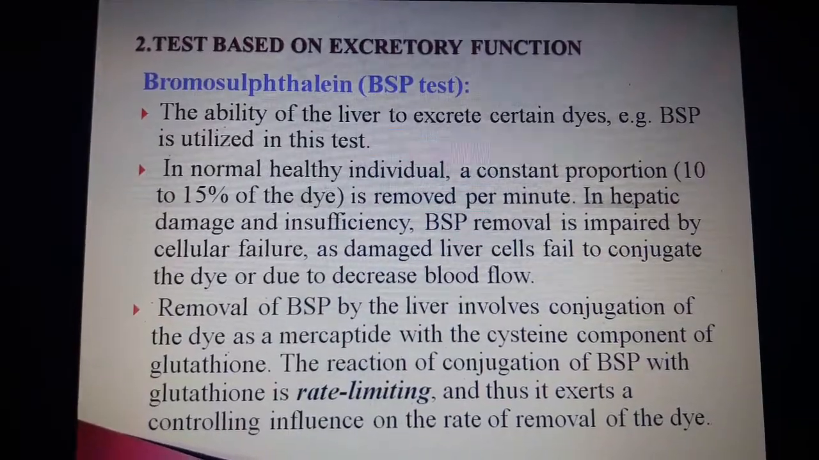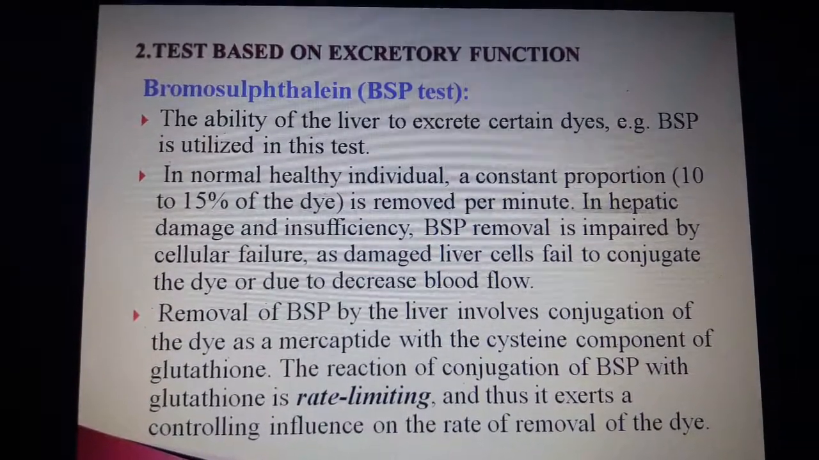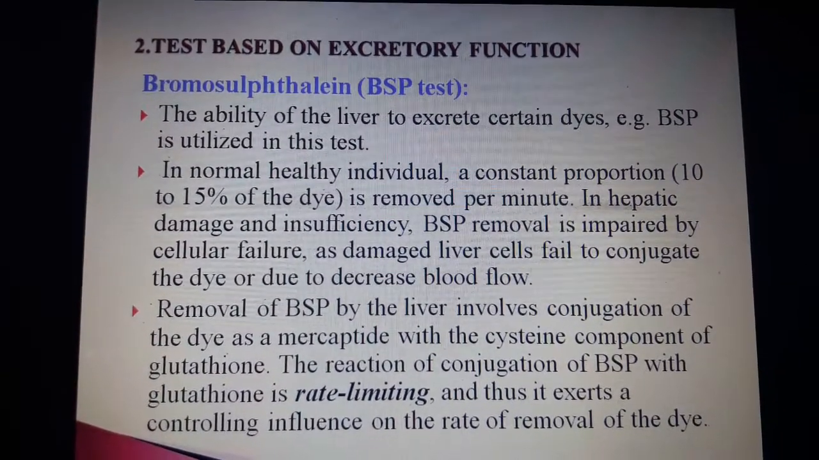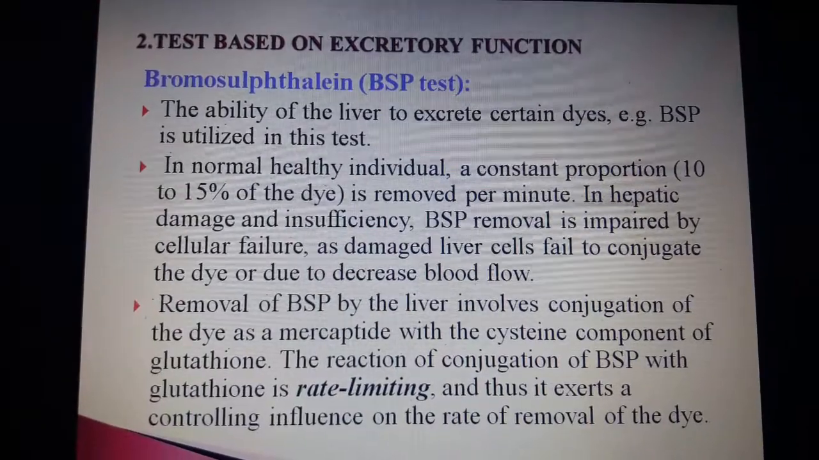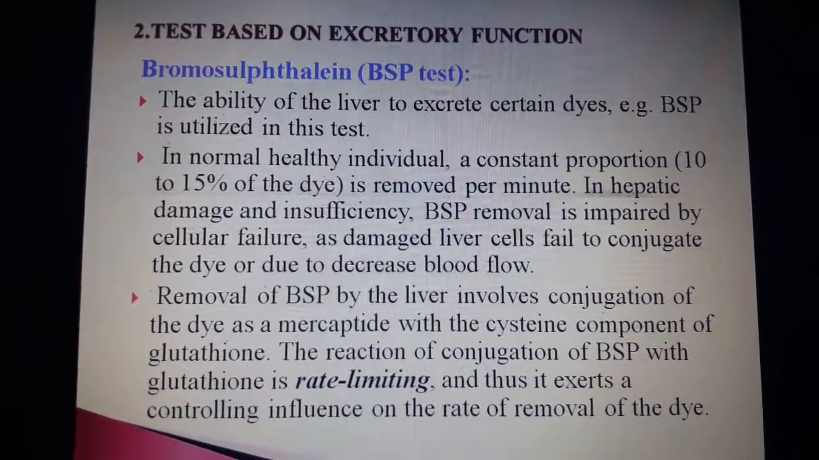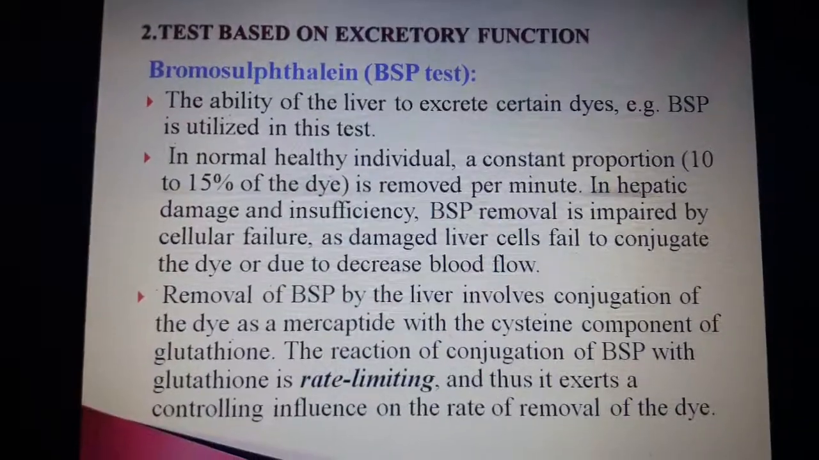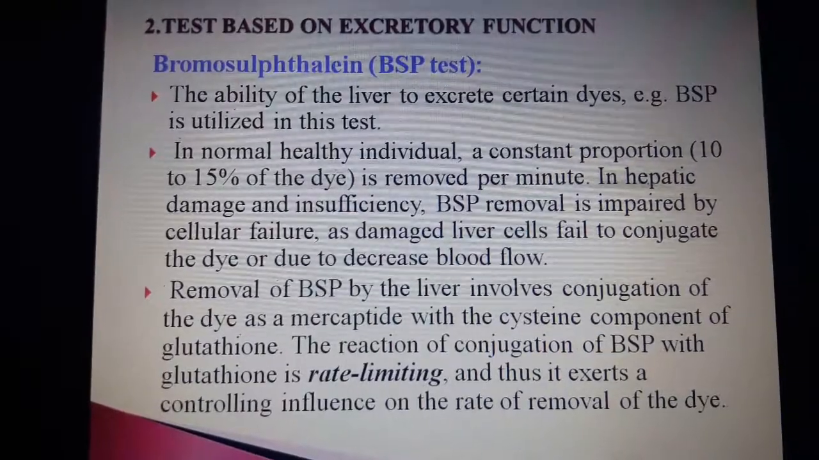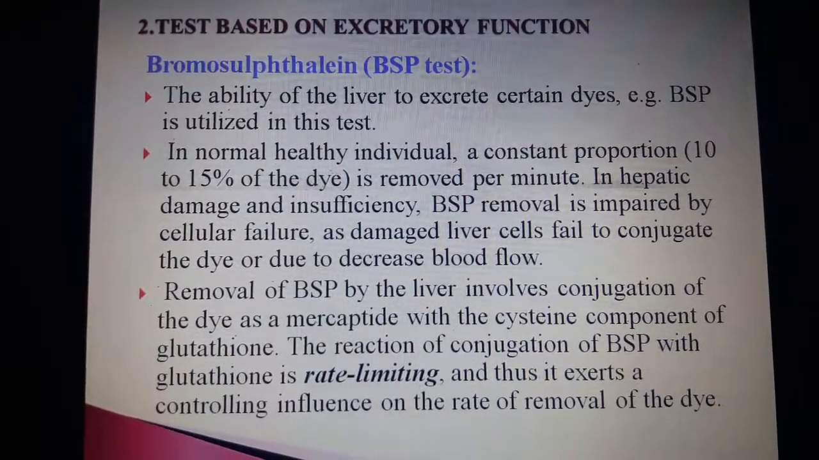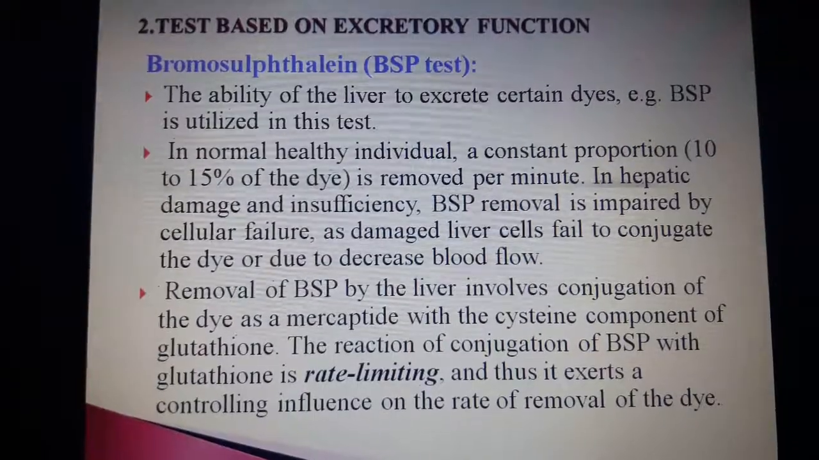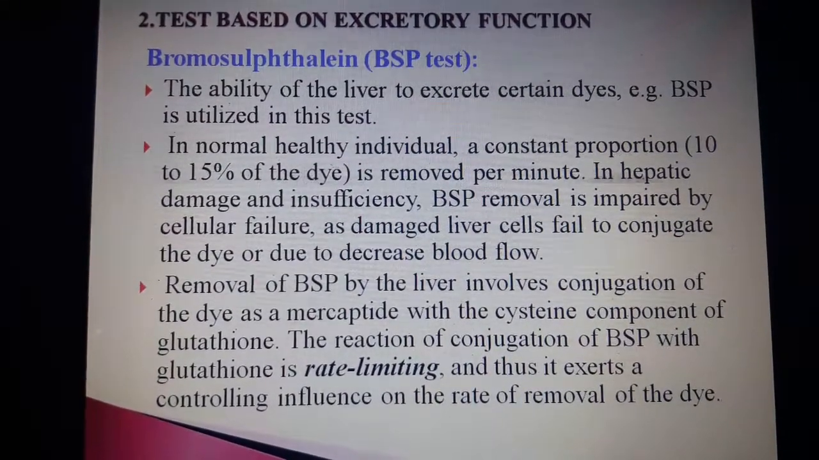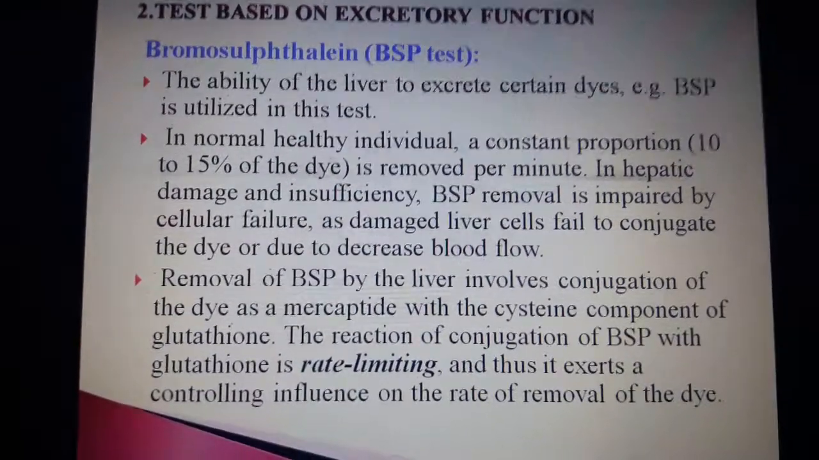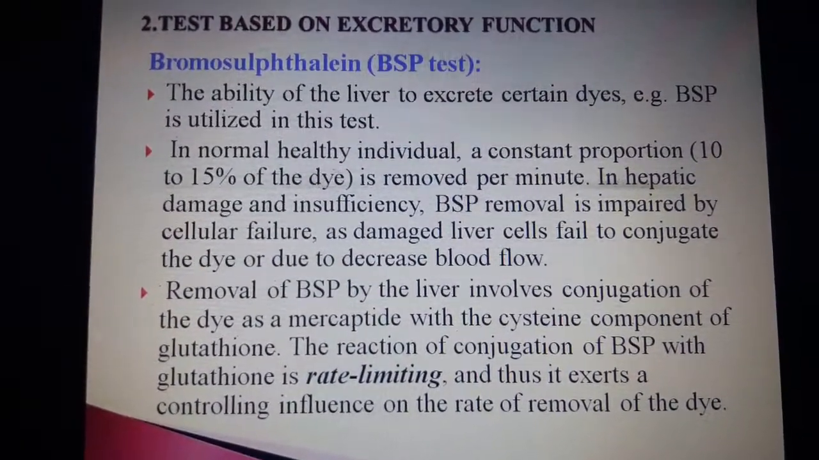Next, test based on excretory function, that is Bromosulphthalein test or BSP dye test. The ability of the liver to excrete certain dyes, for example BSP, is utilized in this test. In a normal healthy individual, a constant proportion is removed per minute, that is 10 to 15% of the dye. In hepatic damage and insufficiency, BSP removal is impaired by cellular failure, as damaged liver cells fail to conjugate the dye, or due to decreased blood flow.